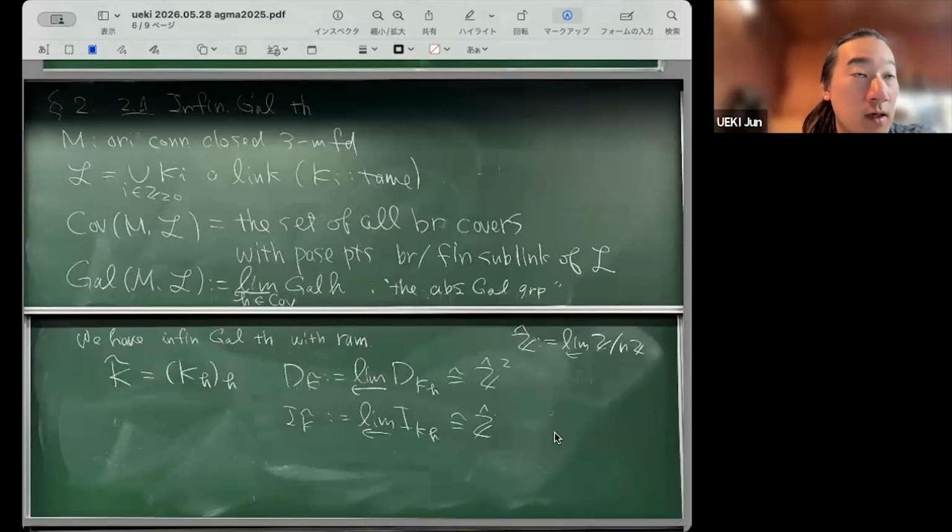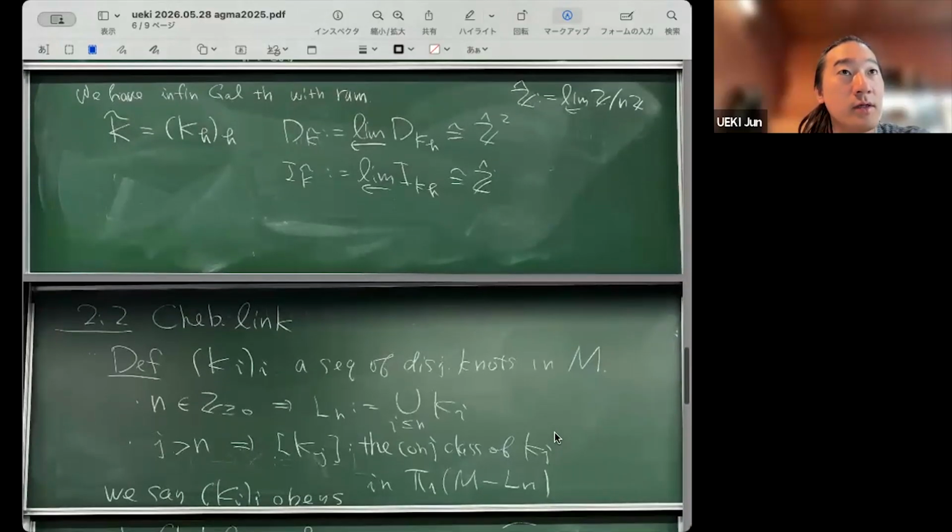Then we can formulate an infinite version of Hilbert ramification theory. If we fix a system of knots in the system of covers, then the decomposition group and the inertia group are defined as the inverse limits of these at each layer, and they are isomorphic to Z hat squared or Z hat. Here Z hat denotes the profinite completion of Z, or the inverse limit of Z over nZ.